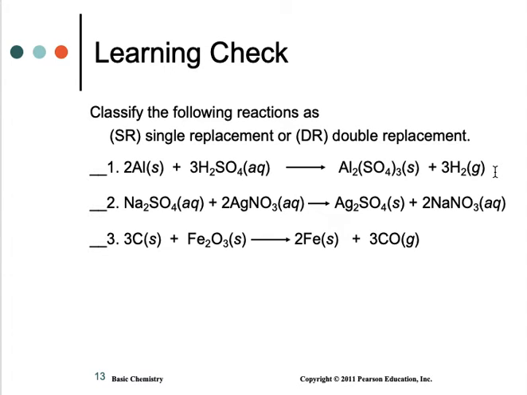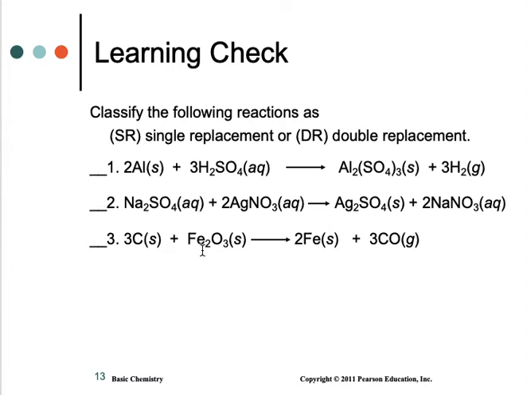Single displacement. Double displacement's even easier. You have 2 and 2, and they switch places. So the silver joins with the sulfate, and the sodium joins with the nitrate, and you end up with a flip-flop. And that's all.